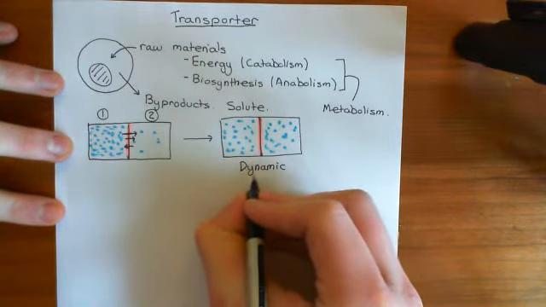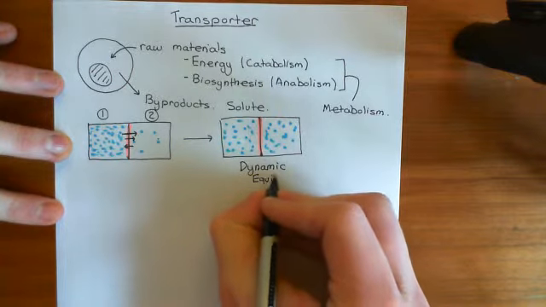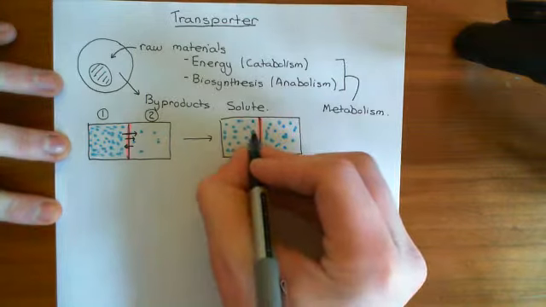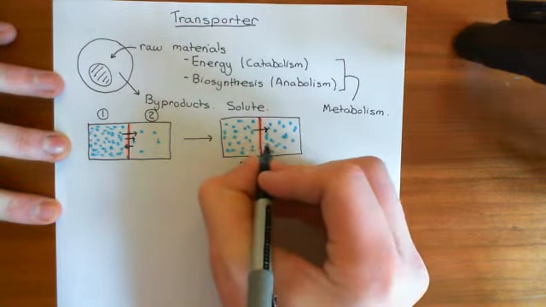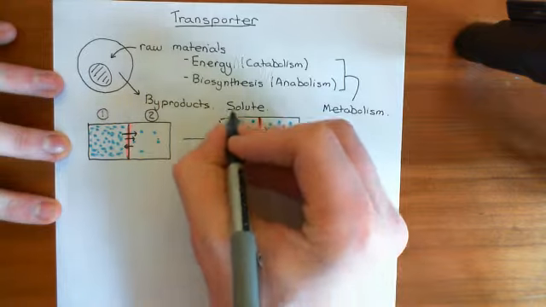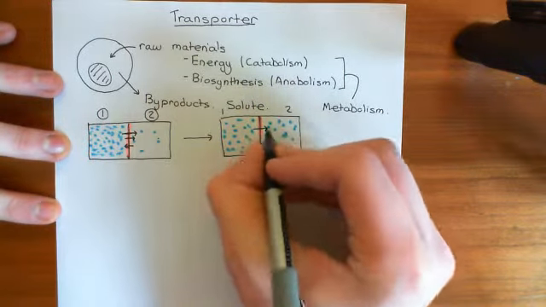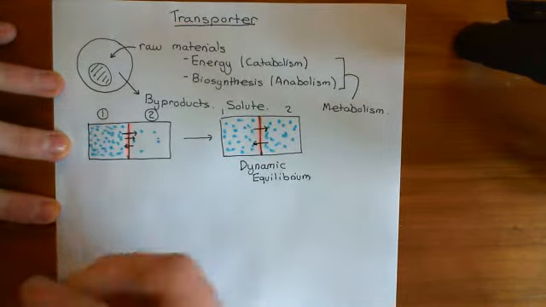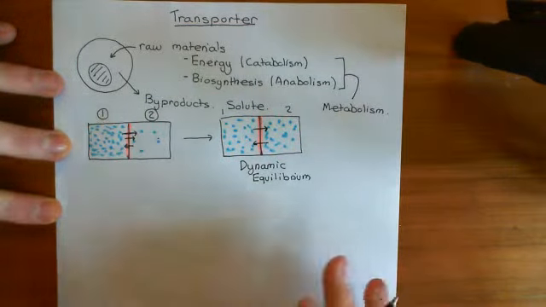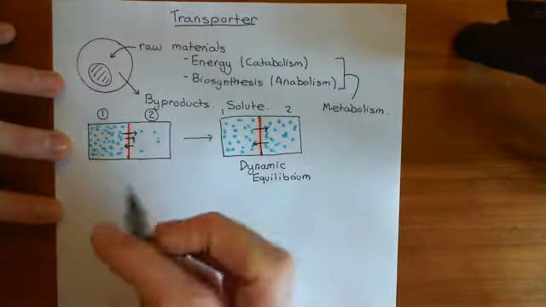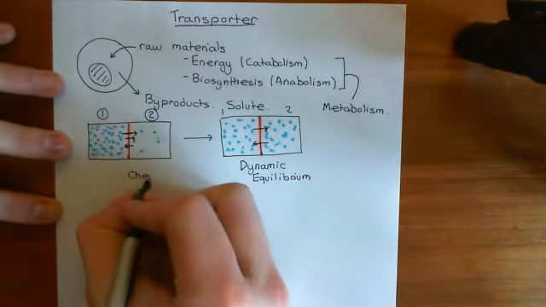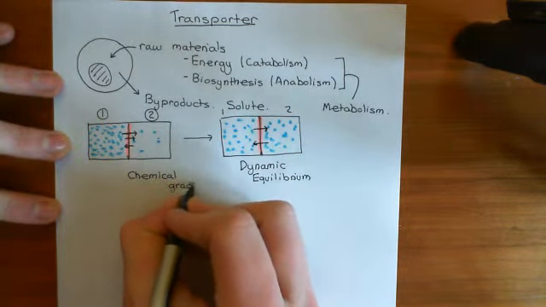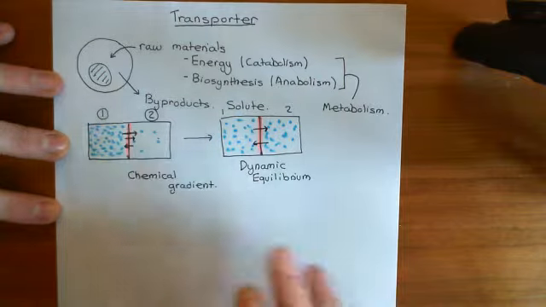And the reason it's called a dynamic equilibrium is that overall there is no net movement of solute molecules across the membrane, even though there are still molecules moving across the membrane. It's just that the number moving from compartment 1 to compartment 2 completely matches the number that moved from compartment 2 to compartment 1. Okay, so there's no net change. Right, okay, so that's the concept of a chemical gradient, and that is capable of driving the movement of molecules across a membrane.